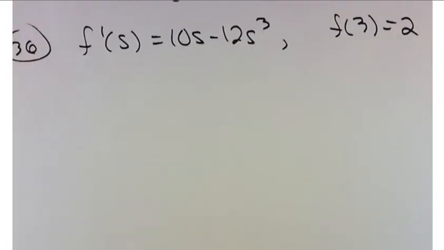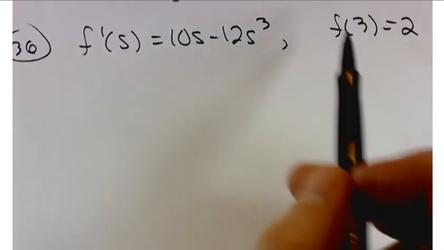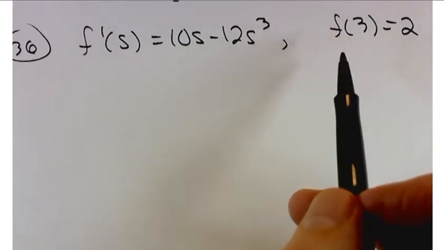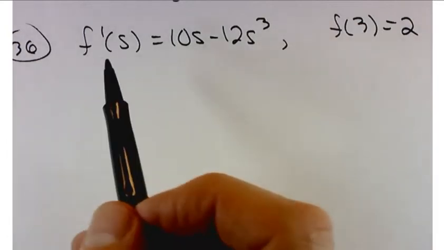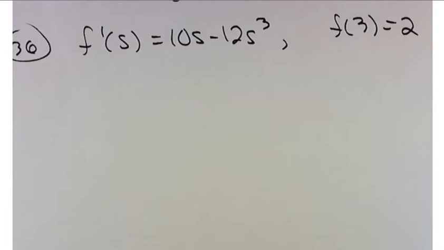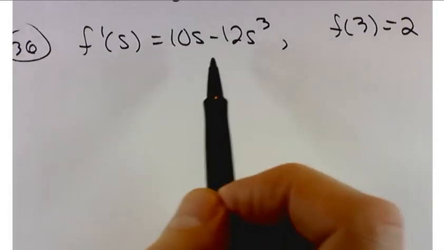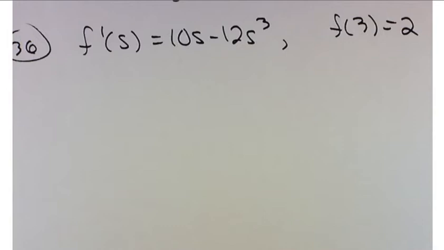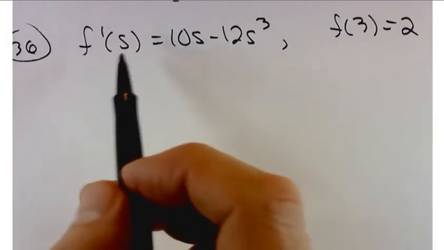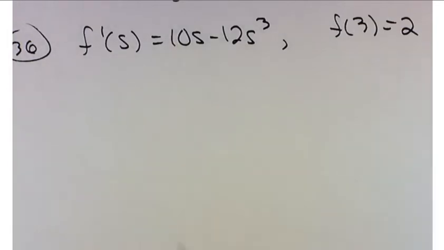So let's see if we can't figure out what's going on with this one. Our goal in this is to figure out what f equals. We don't know what f equals. We know what its derivative equals. So at least that's a little bit of a head start. Its derivative is 10s minus 12s cubed. So how do I find the actual function itself if I know the derivative?